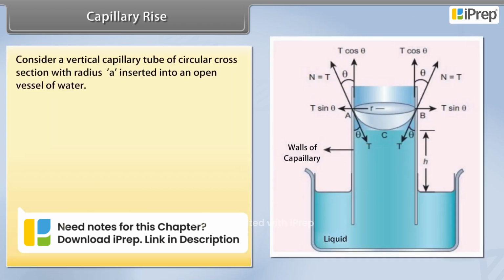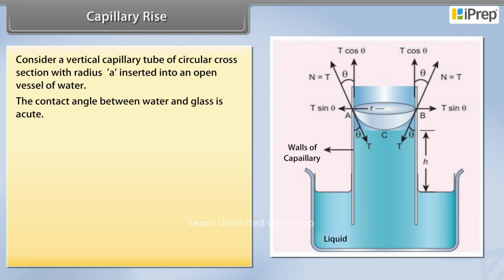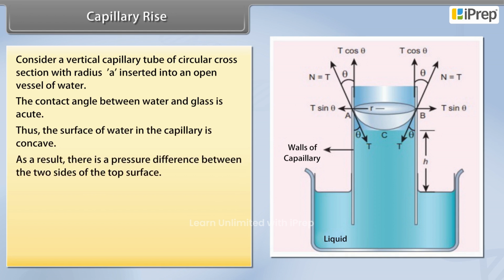Consider a vertical capillary tube of circular cross-section with radius a inserted into an open vessel of water. The contact angle between water and glass is acute. Thus, the surface of water in the capillary is concave. As a result, there is a pressure difference between the two sides of the top surface.